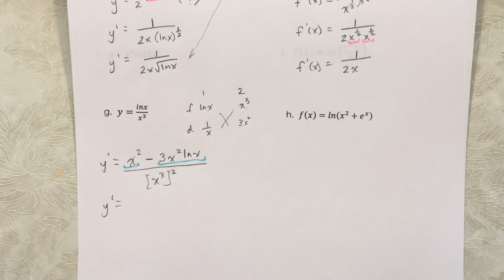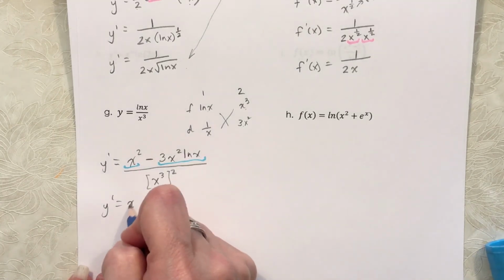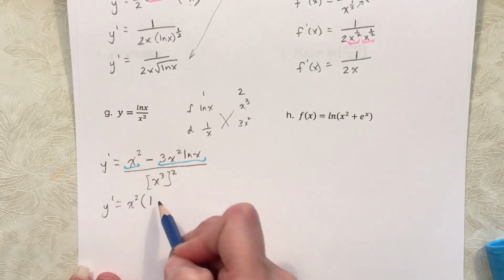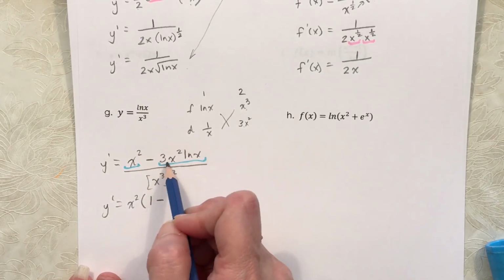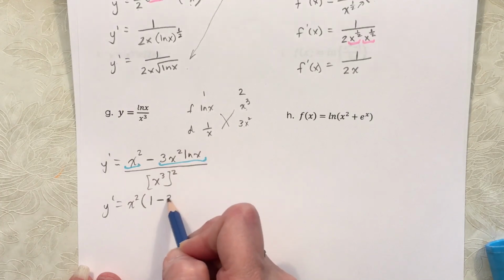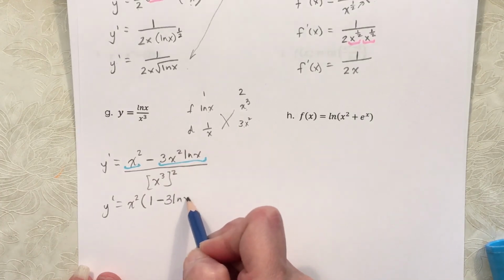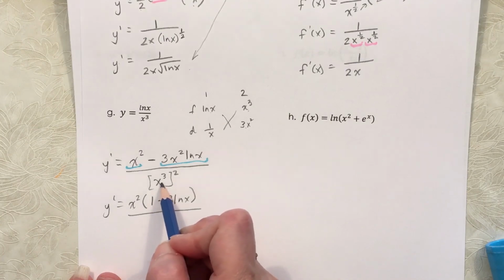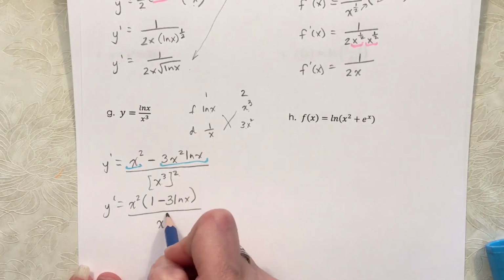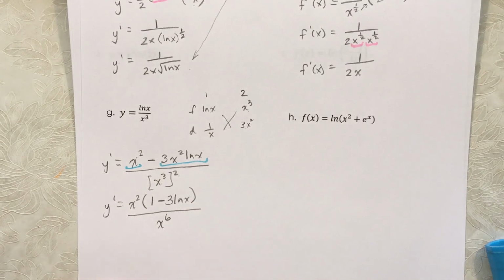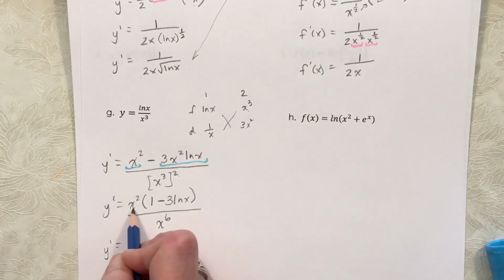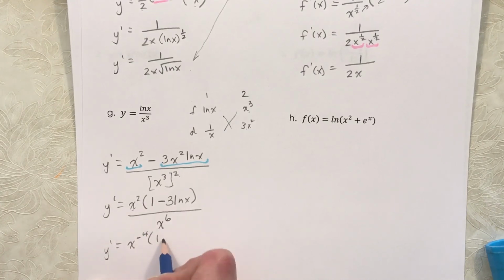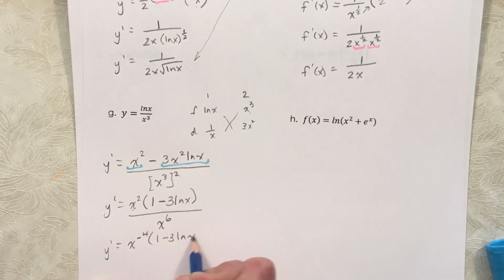And they have x squared in common. So if I divide the first chunk, x squared divided by itself is 1, minus 3x squared divided by x squared is 3 ln x, over, and then in the denominator I have a power to an exponent, so I keep the base and multiply the exponents. So then here I'm dividing powers with the same base, so I'm going to get x to the negative 4 times 1 minus 3 ln of x.